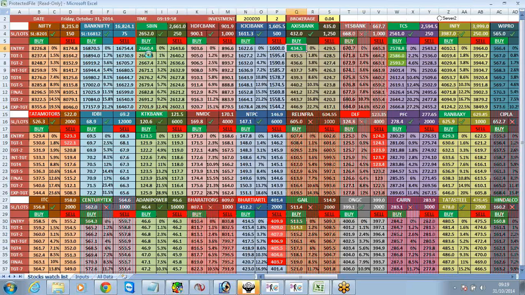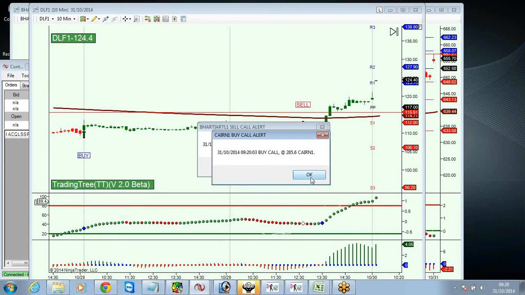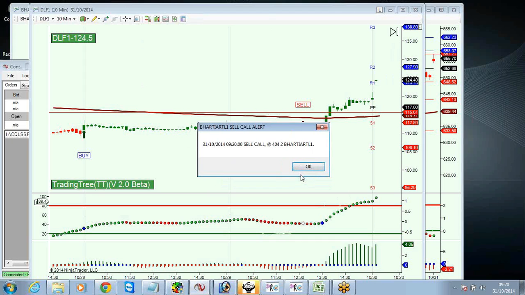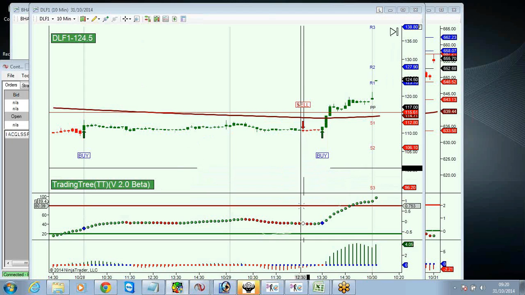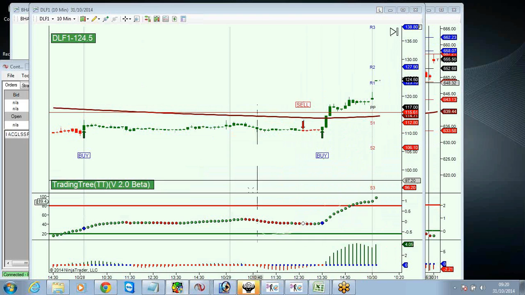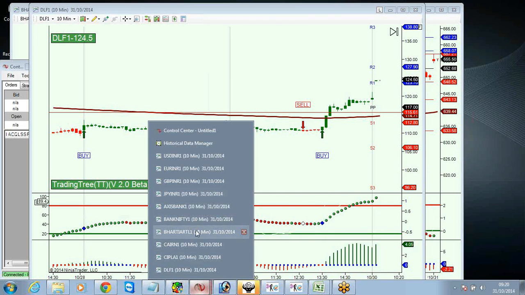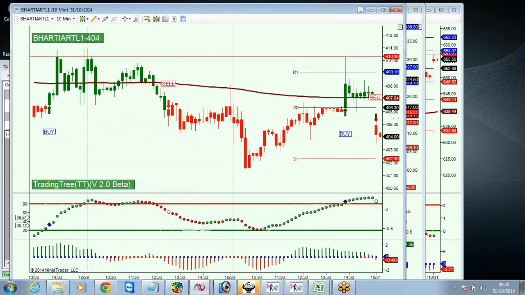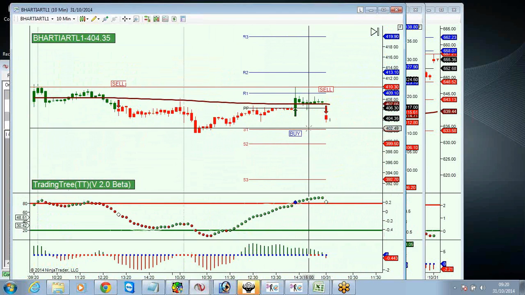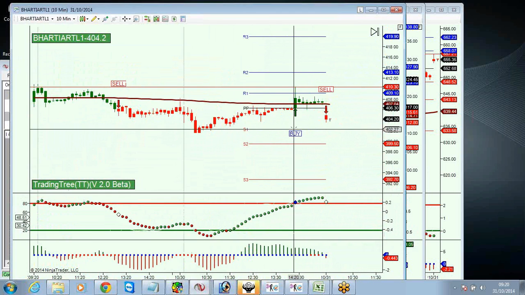Meanwhile, we have a buy call in SBI 2660. There is a sell call in BHARTIARTL1. There is a buy call in KTKBANK1. So that is the alerts what we get in TradingTree software. So we have a buy call in Can India, BHARTIARTL, we have a sell call, which already we have seen in your FuturesTree file. So the target can be something like S1 for BHARTIARTL.